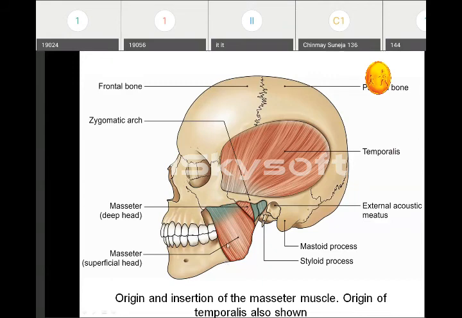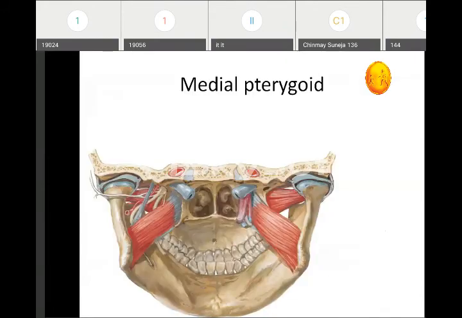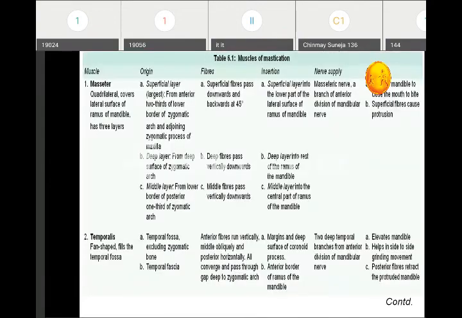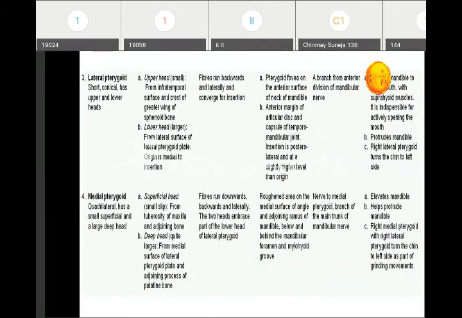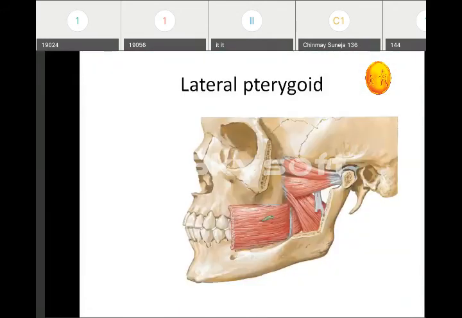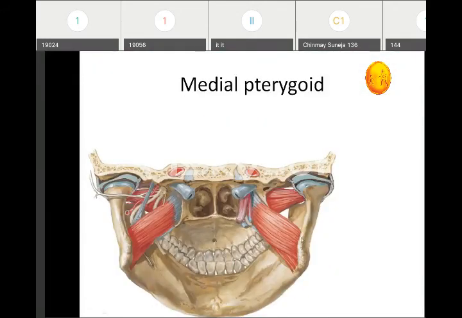What about these 2 muscles? What is the next muscle? Medial pterygoid muscle. Medial pterygoid again has 2 heads. In brief, the attachment: the medial pterygoid muscle has an upper head and a lower head.